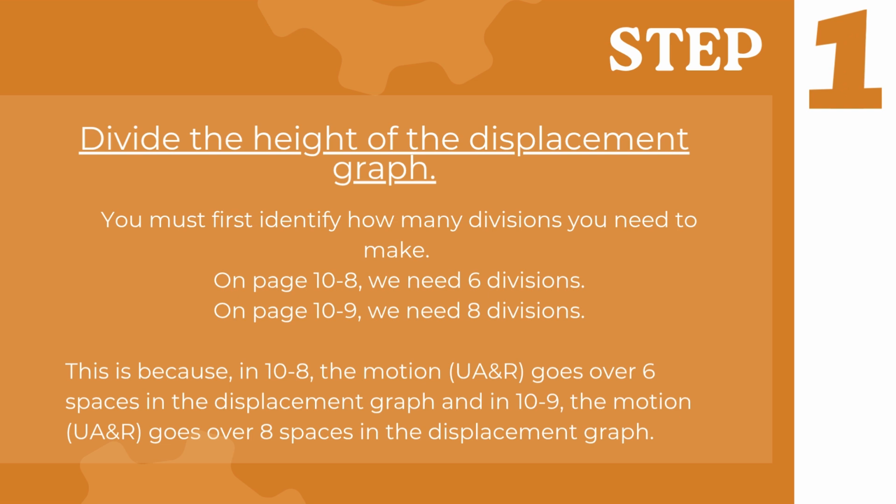So how do we know how many divisions we need? This is because in 10.8 the motion goes over 6 spaces in the displacement graph. It starts at 180 and ends at 360. And in 10.9 the motion goes over 8 spaces in the displacement graph. It starts at 120 and ends at 360.